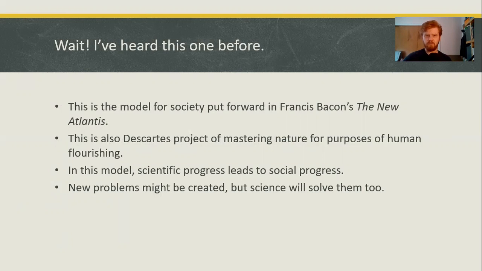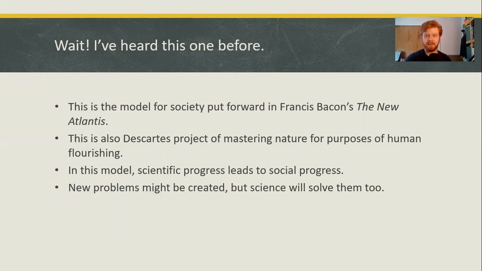So this is the model put forward in Francis Bacon's The New Atlantis, where there's this priestly stratum of society, the scientists of Solomon's House. And it turns out that the people who live on that island just give the people of Solomon's House whatever it is that they need, and then prosperity comes out of there. It's purely transactional. And then this is also Descartes' project of mastering nature for the purposes of human flourishing. He says we should become masters and possessors of nature. How? By perfect reason, perfect science.